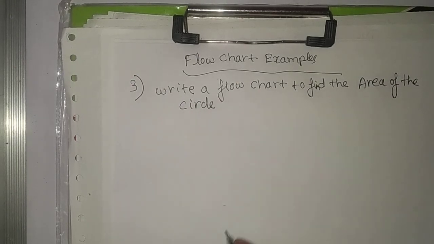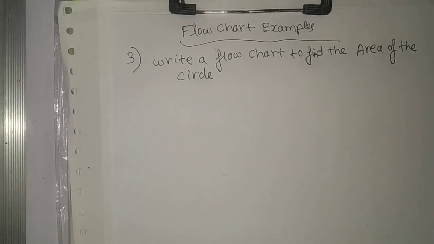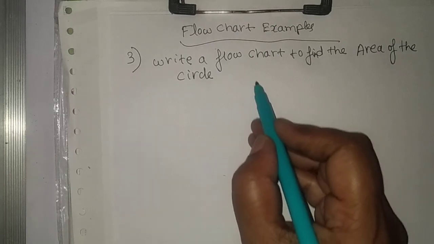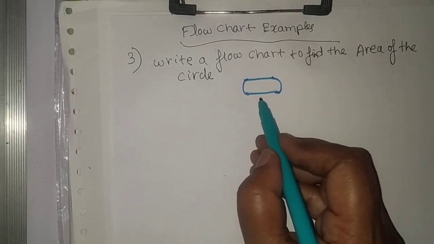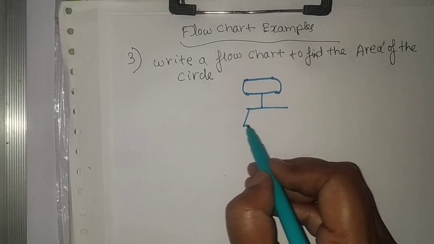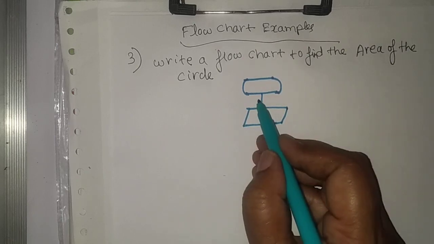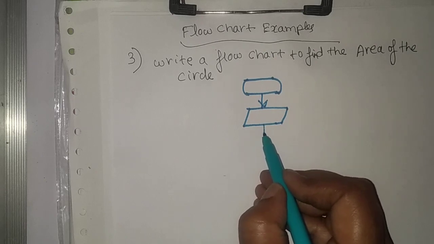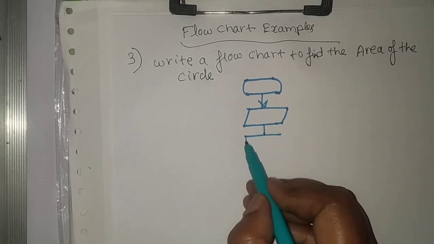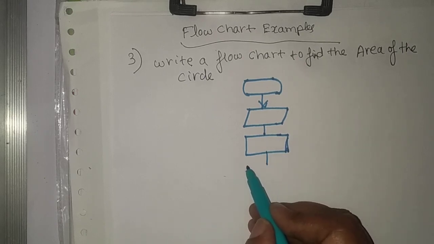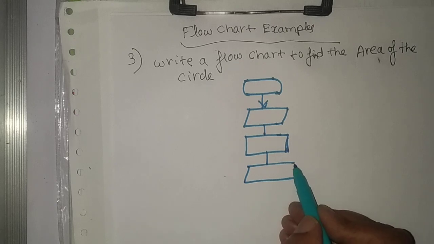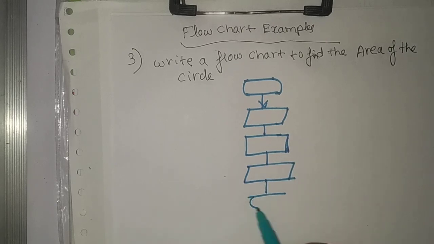So we have written all the algorithms in the previous class. Now we'll start the flowchart. So first step is what? Start, then read radius. Next is calculate area, that is processing, then print area, then stop the flowchart.